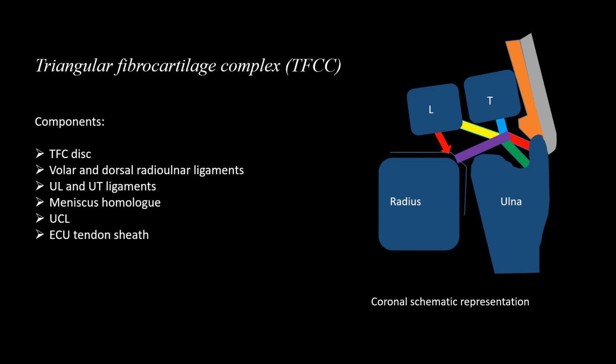We must note here that the TFC disc attaches on the radial side to the cartilage and not directly to the bone. The other components are the ulno-lunate ligament shown in yellow and the ulno-triquetral ligament shown in blue. And as the name suggests, they attach to the lunate and the triquetral bones. The orange colored structure is a meniscus homologue which extends from the ulnar styloid process along the ulnar margin of the triquetrum and finally to the base of the fifth metacarpal. The grey colored structure overlying the meniscus homologue is the ulnar collateral ligament.